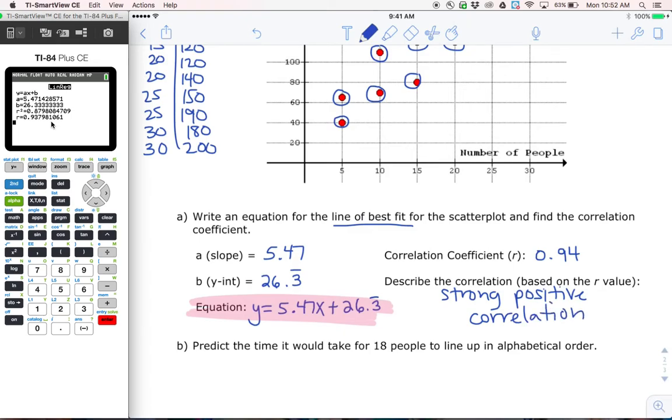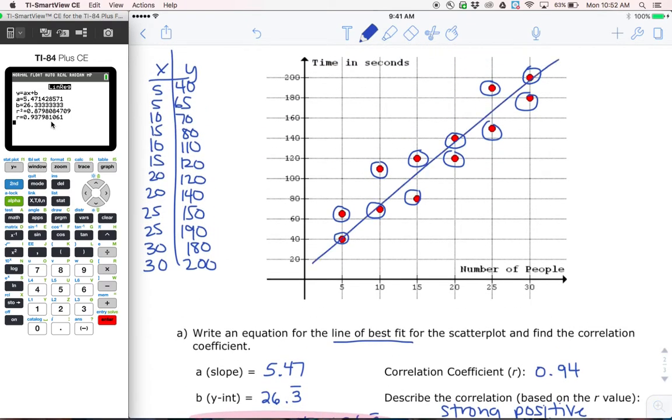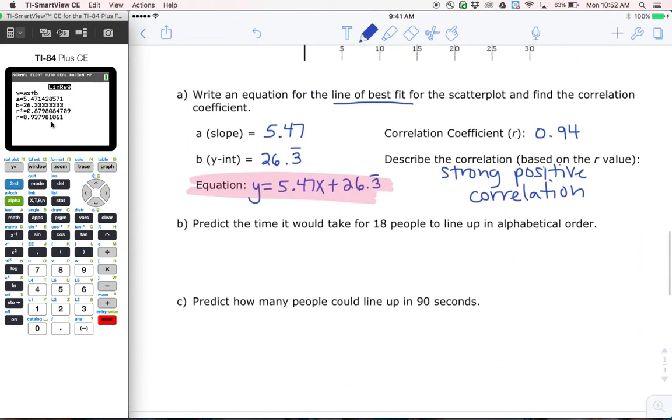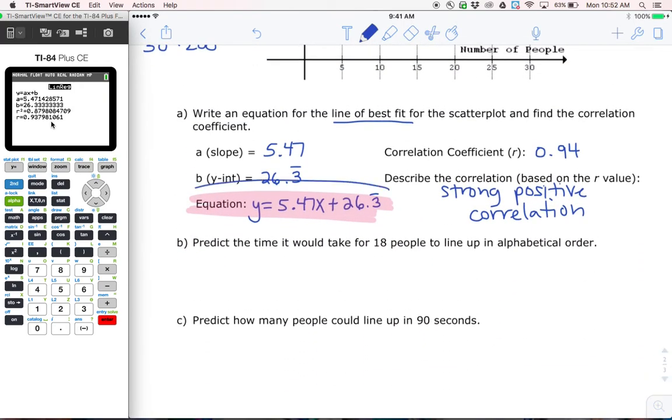That does make sense. Don't these points look pretty linear here? So we got a pretty good equation out of this thing. It's saying that this is pretty close to perfect, right? It's a positive correlation of 0.94. Again, the closer to 1, the better.